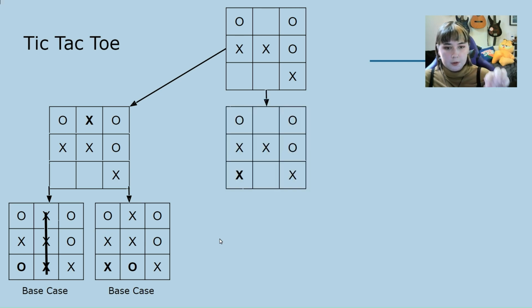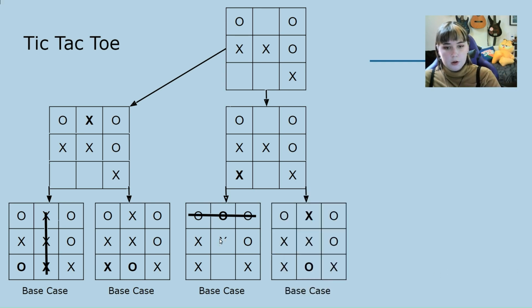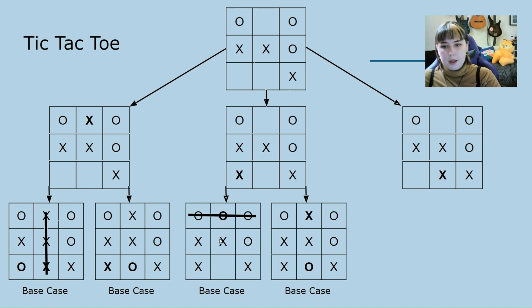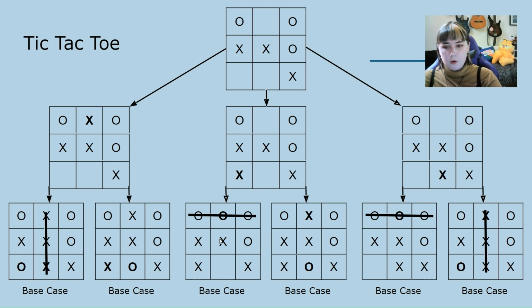Alternatively, if I put X in the bottom corner down there, then maybe Matt wins. That's a base case. Or maybe Matt chooses not to do 3 in a row, and that's also a base case. And then maybe I put X in the bottom, and then Matt still does 3 in a row. Or he could not do that, and I could get 3 in a row. So there's a few different options here.